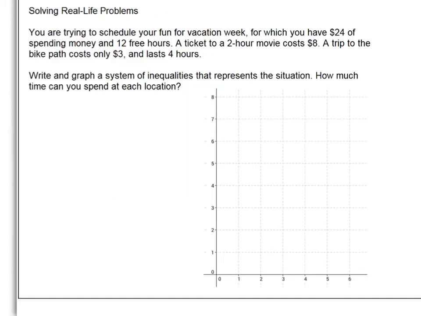Systems of linear inequalities can be used to solve a real-life problem. In this particular example, we're looking to schedule our fun for a vacation week, because what says fun more than a schedule and systems of linear inequalities? And in this week, we have $24 to spend and we have 12 hours to occupy.